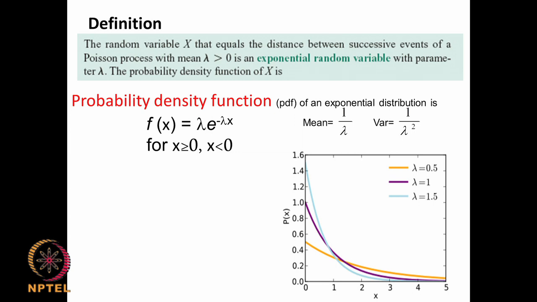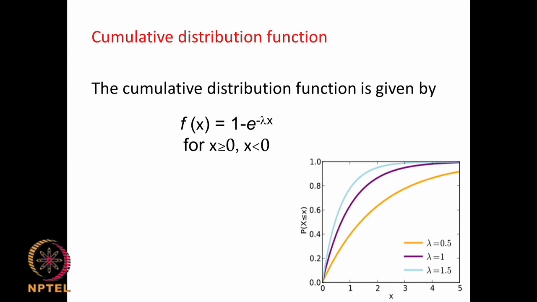So, the random variable x that equals the distance between successive events of a Poisson process with the mean lambda greater than 1 is an exponential random variable, okay, and this is the probability density function. For different values of x, as you can see, the graph gives you the probability density function. Okay, so you can calculate the cumulative distribution also.